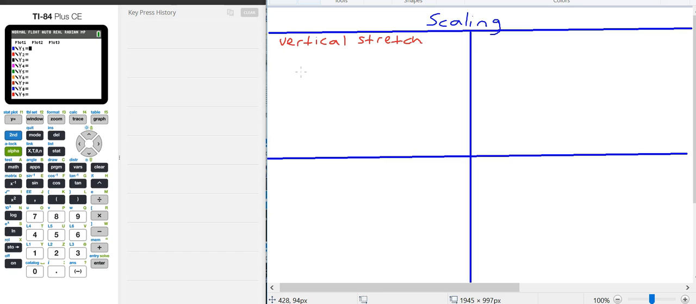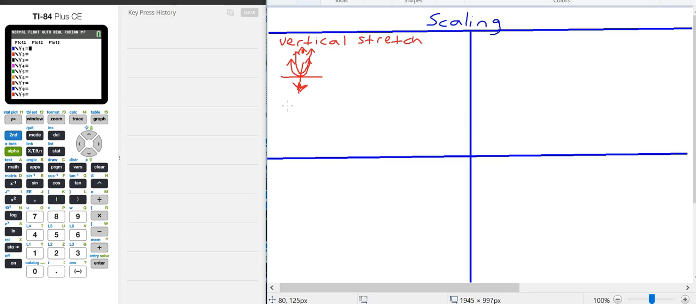Let's imagine a vertical stretch. Let's say we have a basic function y is equal to x squared, a parabola. When we stretch it vertically, what we're doing is we're pulling the function up and we're pulling the function down. So what ends up happening is our function gets narrower and it ends up looking something like that.